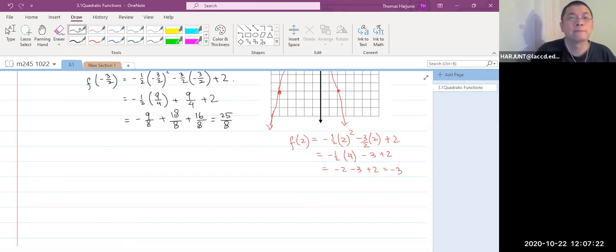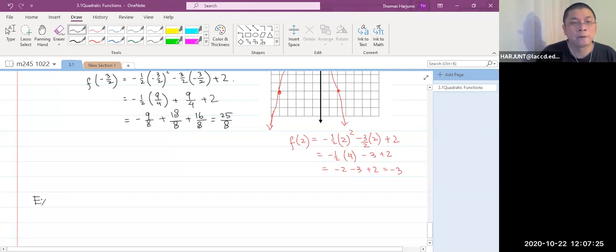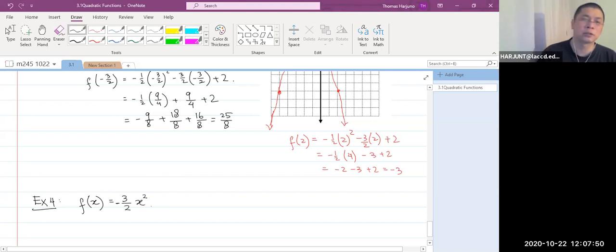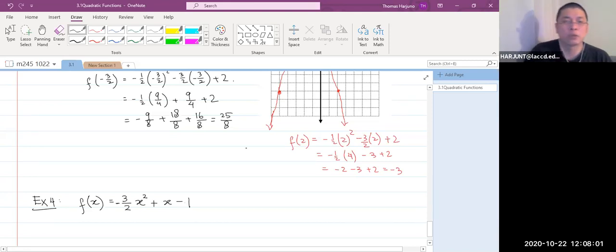One more. Okay. Let's see. For example, 4 right now, I guess. Let f(x) is equal to maybe -3/2 x squared plus x minus 1. Make it +1.